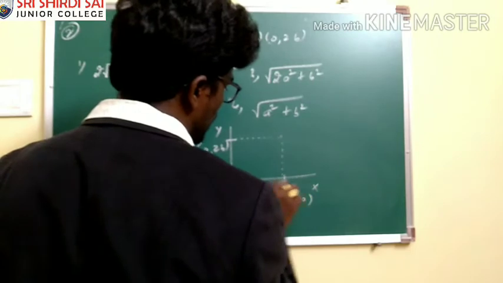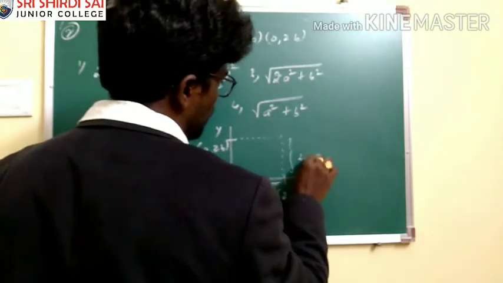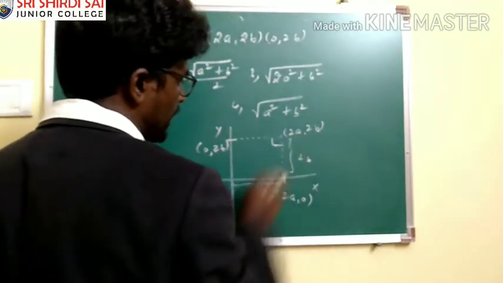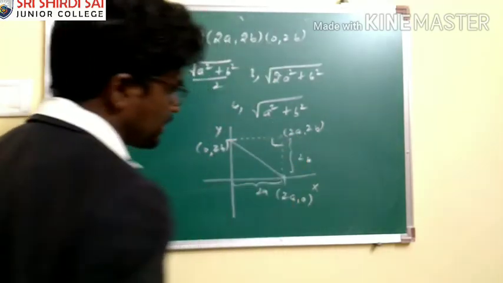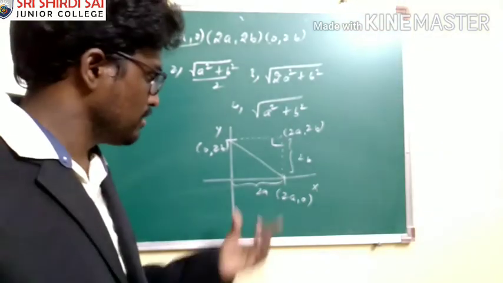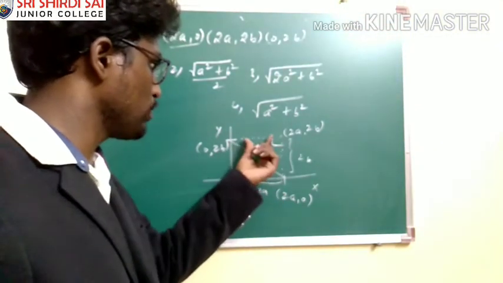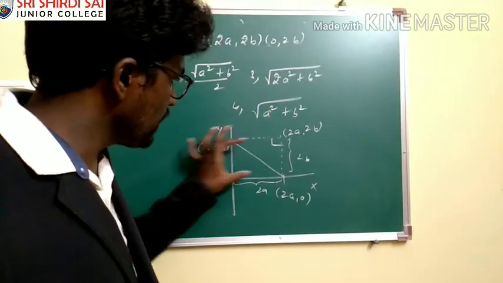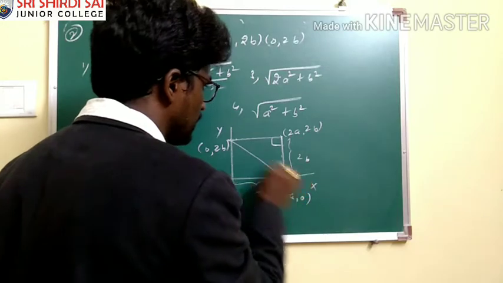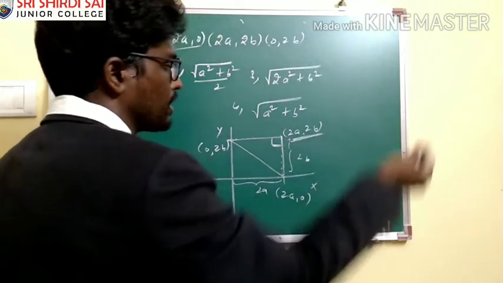it is of 2a length and it is of 2b length, and hence this coordinate is going to be 2a comma 2b. So what type of triangle are you getting? A right triangle. See how nice you can understand. This is of 2a length, so this is of 2a length. This is of 2b length and hence this is of 2b length. So we are getting a right triangle at the point 2a comma 2b.